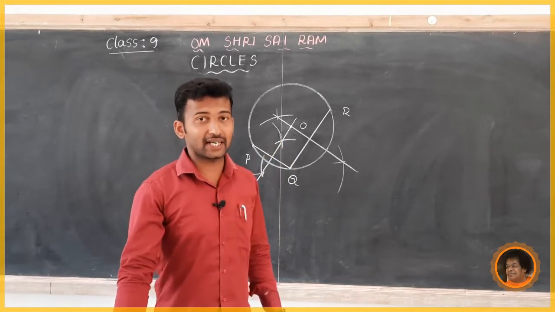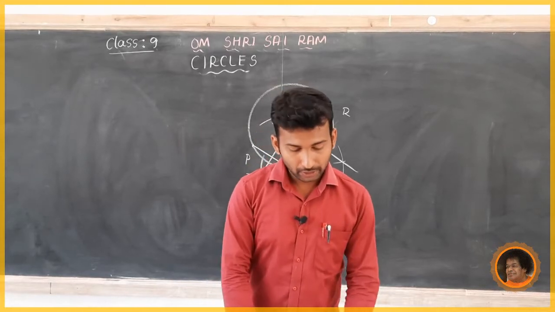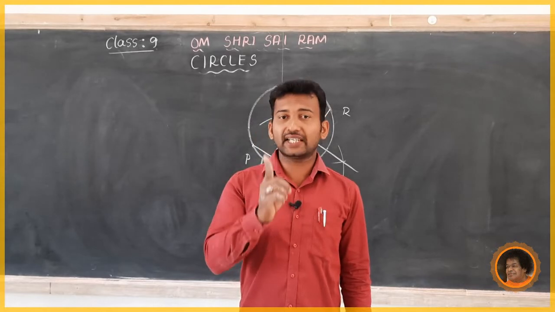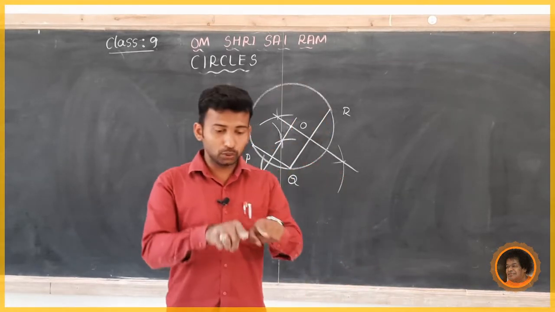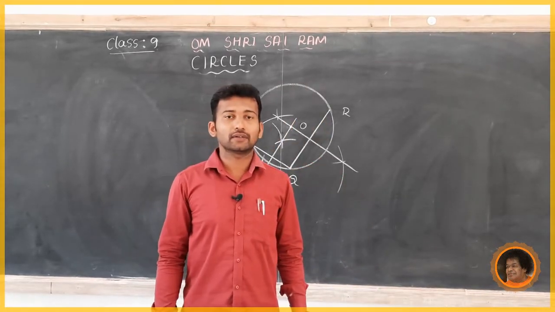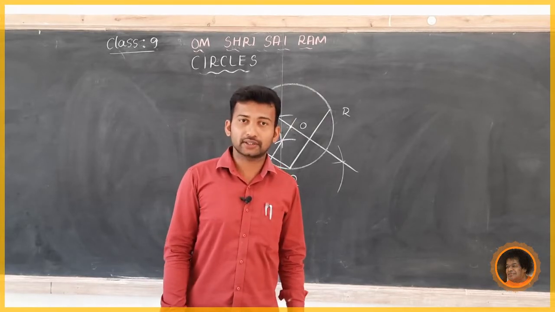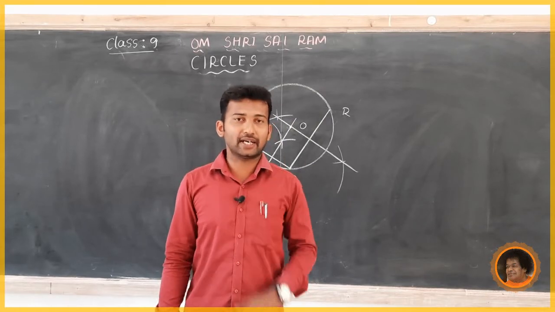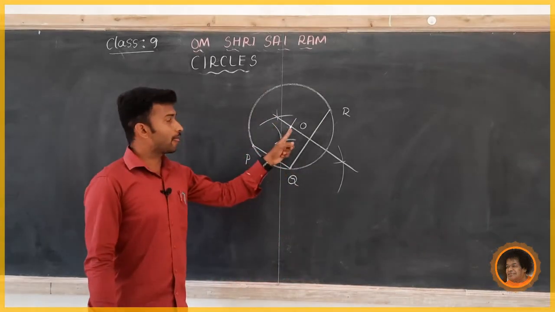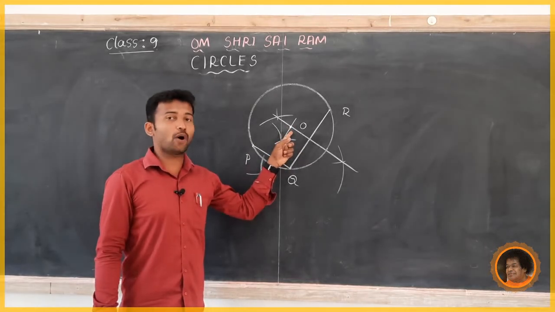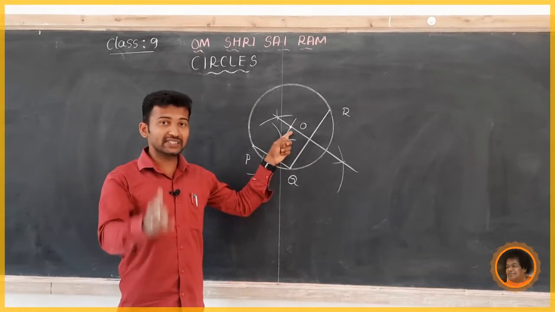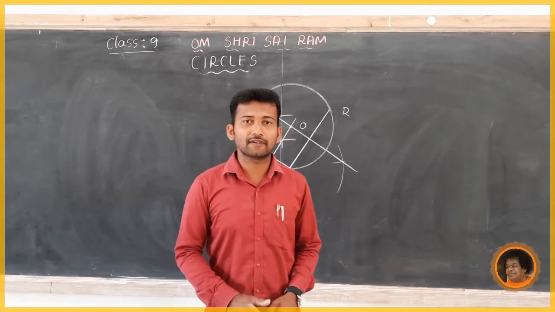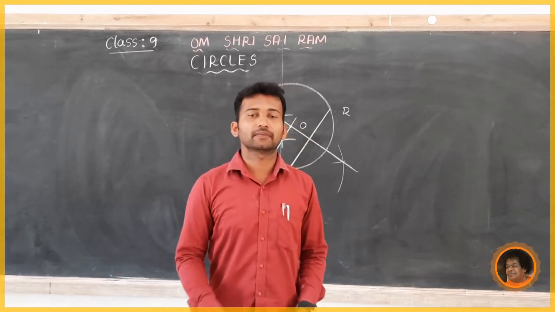Okay students, in this class we discussed the perpendicular drawn from the center to a chord, which bisects the chord, meaning the two parts are equal, and related theorems, and the construction of a circle using three non-collinear points. In the next class, we will discuss some more theorems. Thank you one and all.